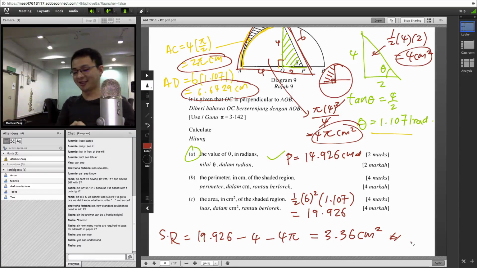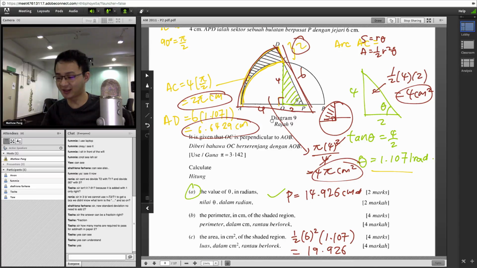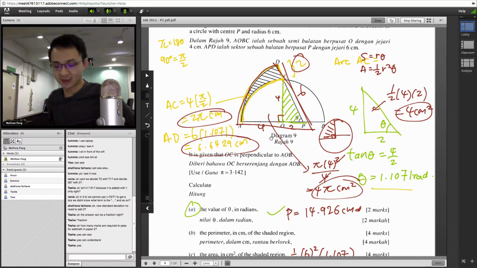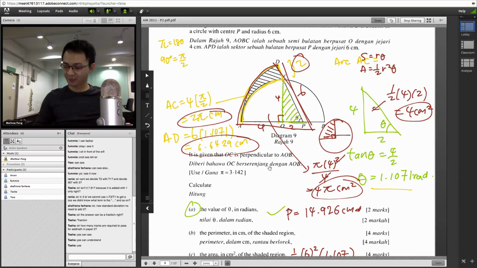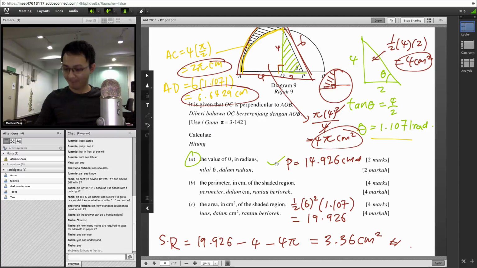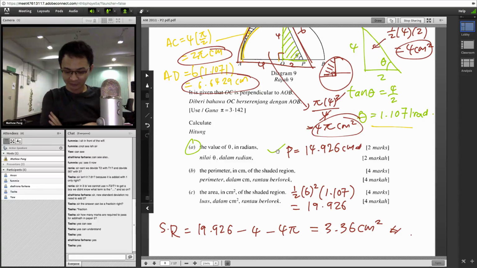So far so good. This is how we do this kind of sector question. Can you understand how to find the sector, triangle and all that? Okay, if you can understand, then let's move on.